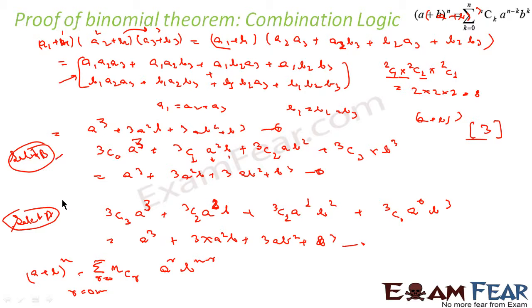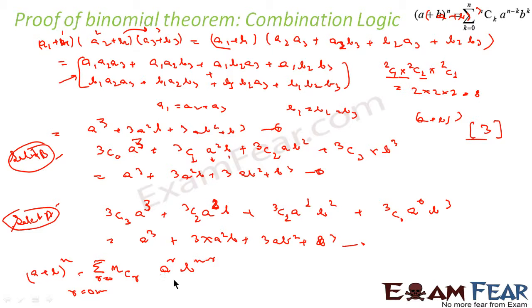To prove this formula, we have taken two approaches. Either we select a or we select b. Because if we select a, then b is by default selected, and if we select b, a is by default selected. So if we select b, then we are saying 0b selected, that is 3c0, 1b selected, 3c1, 2b selected, 3c2, 3b selected, 3c3, and we got this formula. When we select a, then when I say a cube, that means I am selecting 3a, so it becomes 3c3. When I say a square, I say 3c2 because I am selecting 2a. When I say a to the power 1, I say 3c1 because I am selecting only 1a. When I am saying a to the power 0, I say 3c0.